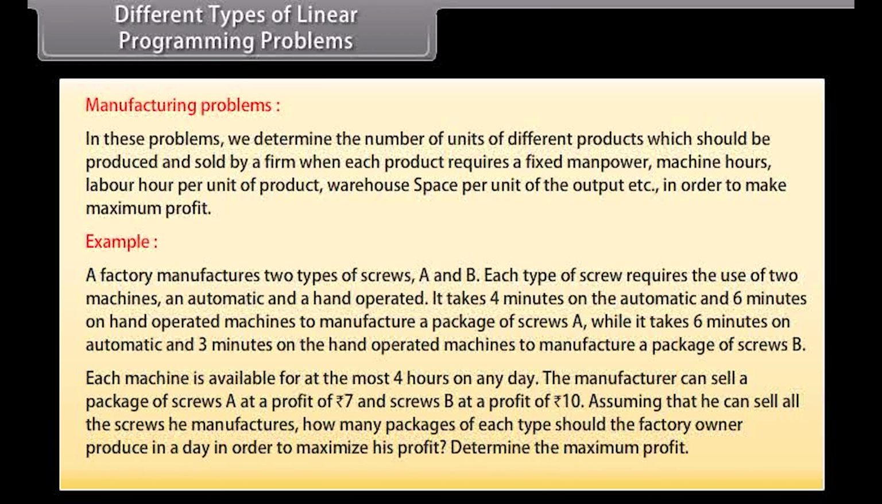The manufacturer can sell a package of screws A at a profit of Rs 7 and screws B at a profit of Rs 10. Assuming that he can sell all the screws he manufactures, how many packages of each type should the factory owner produce in a day in order to maximize his profit? Determine the maximum profit. Solution: let the factory manufacture x screws of type A and y screws of type B on each day. Therefore, x ≥ 0 and y ≥ 0.